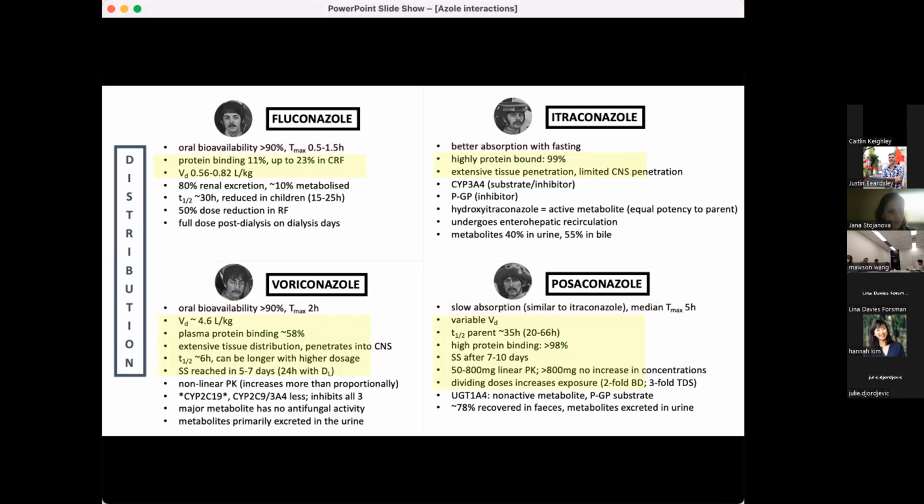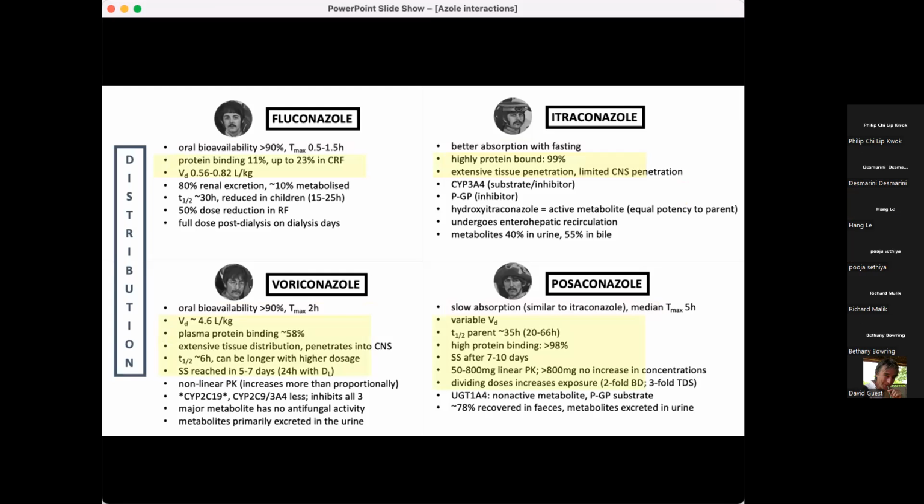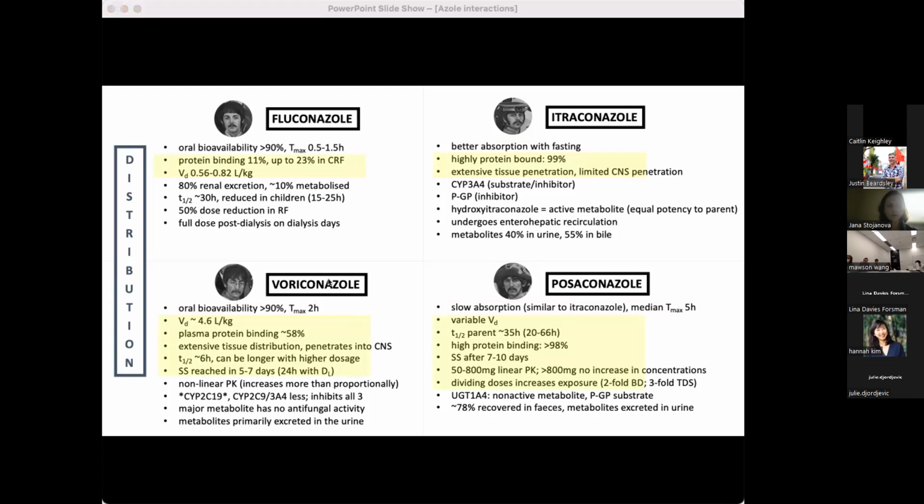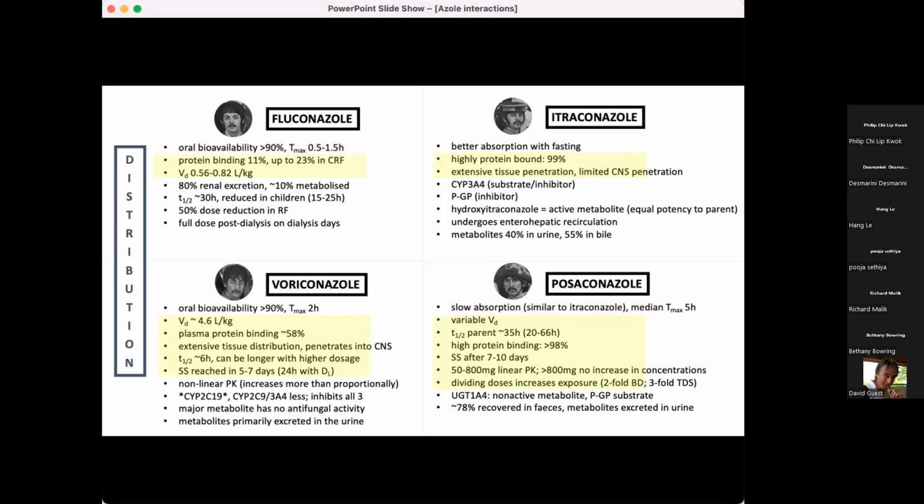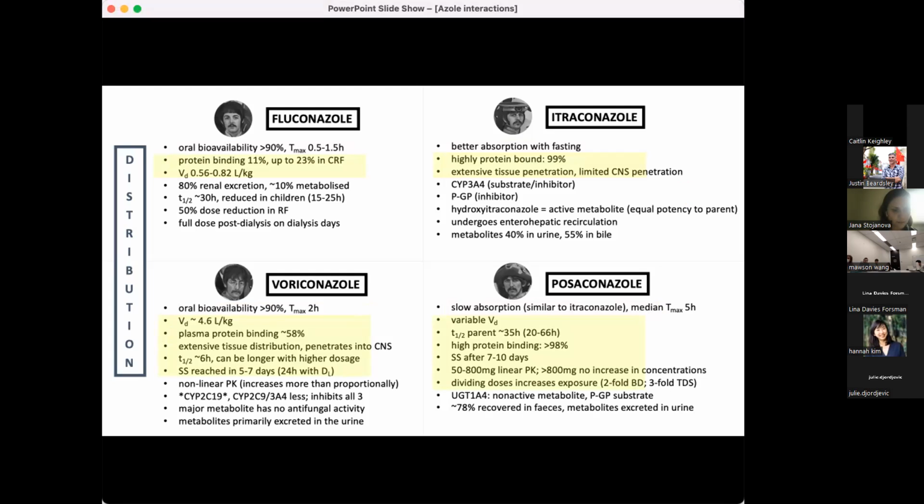So with regard to distribution, we see differences in tissue penetration. Fluconazole and voriconazole exhibit quite good penetration, while the other two do not. We also see a range in protein binding, in particular itraconazole and posaconazole exhibit extremely high protein binding. These drugs typically tend to have long half-lives, but exhibit vast patient variability in this parameter as well.